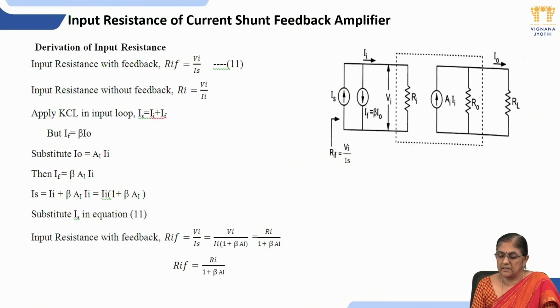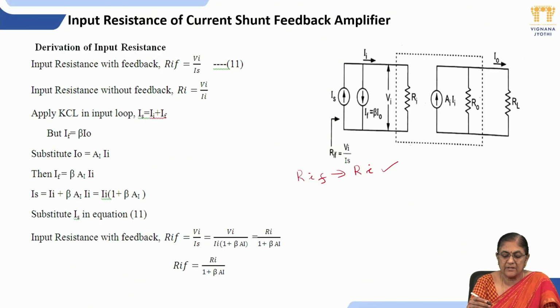So next we will see the derivation for input resistance of the current shunt feedback amplifier. Remember this point, the basic amplifier is a current amplifier. The circuit represented in these dotted lines is the equivalent circuit of the current amplifier. Now you have to derive the expression for RIF in terms of RI. What is RIF? Input resistance with feedback is RIF. What is RI? Input resistance without feedback, that is RI.